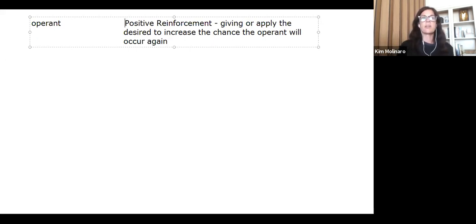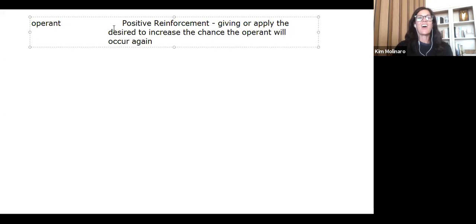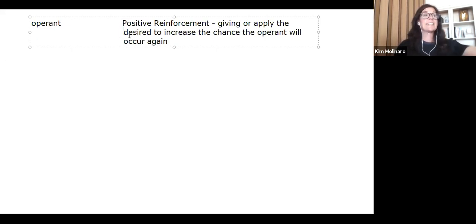So let's take a look at our example. Our example was, Mom, can I have a cookie? Sure, I'm going to give you the cookie. So giving the desired cookie increases the chance that when the child wants a cookie again, they're going to go to mom and ask, right? Positive reinforcement is giving or applying, so giving what is desired, and it strengthens the operant.